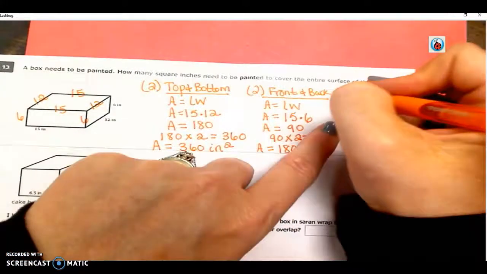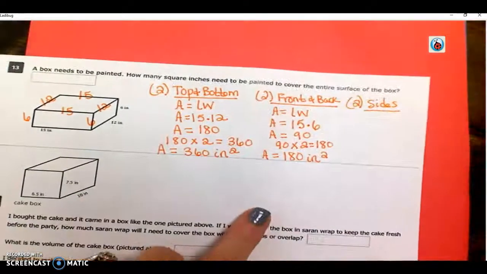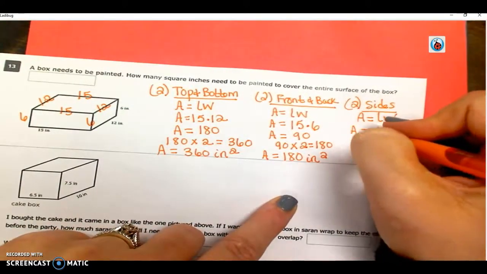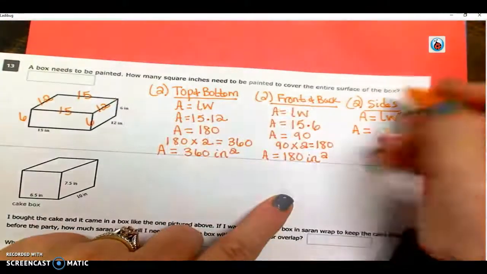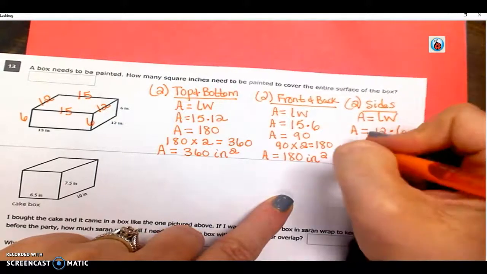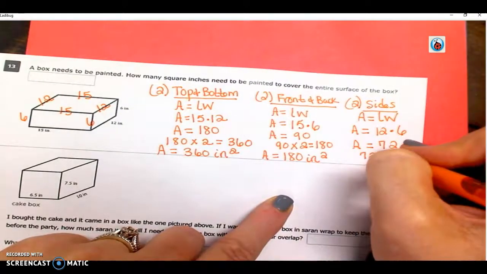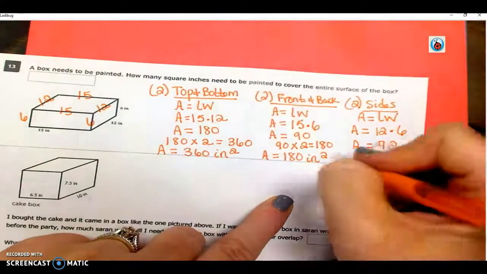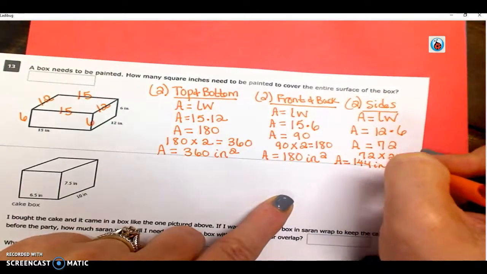All right, now we have the right side and the left side. So those 2 are going to be the same thing. I'm just going to call them sides. It includes the right side and the left side. Again, we're dealing with rectangles, so area equals length times width. We're looking at a 12 by 6. So 12 times 6. So area is going to equal 72. However, we have 2 of those, so we want 72 times 2, which is 144. Area is going to equal 144 inches squared.